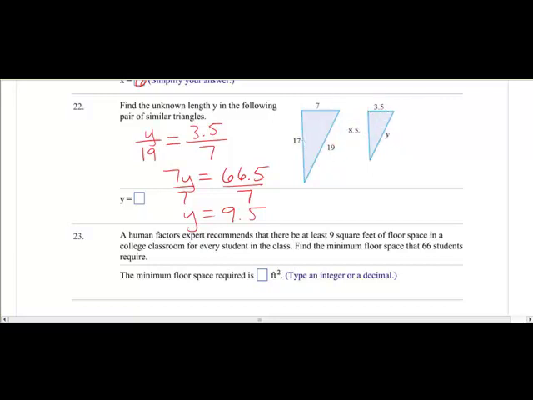Come back and look at these triangles. If you notice that 3.5 is half of 7, and you notice that 8.5 is half of 17, well then you would say, okay, y just has to be half of 19. So y is 9.5. You could have gotten that without actually going through the math of the proportion there. Okay, moving on. 23.